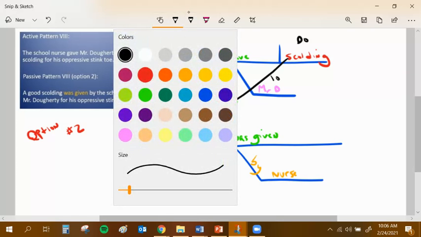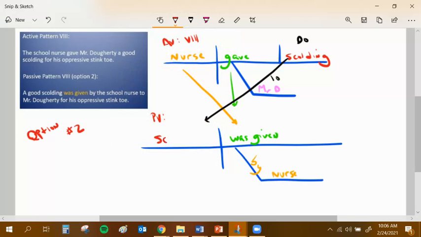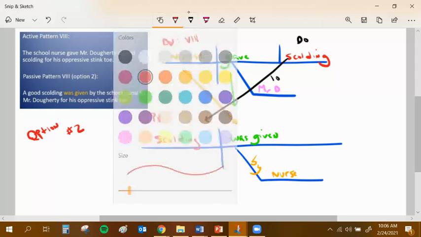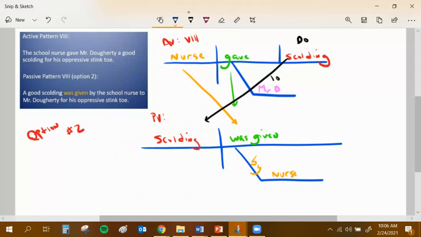So if I move my direct object to the front, and scolding gets to be the new subject, you'll notice that I did not do anything with Mr. Doherty. So therefore, Mr. Doherty didn't move. He's still underneath the verb. He's still coming down and over, and he's still sitting underneath the verb. But there's one little trick. So let's put Mr. Doherty here. Mr. Doherty's there. But there's one little difference.